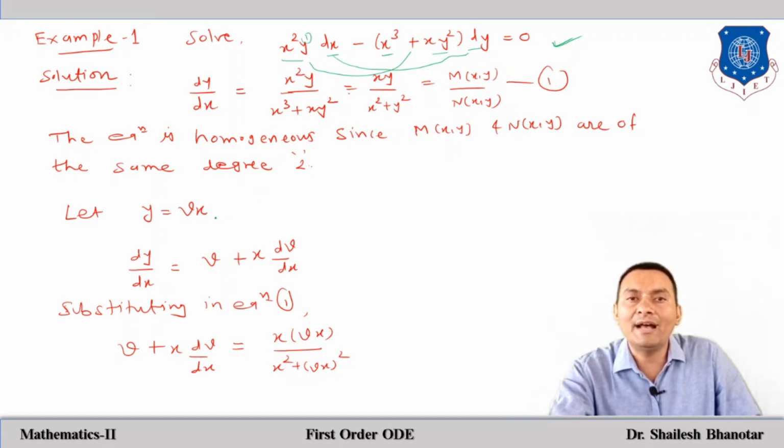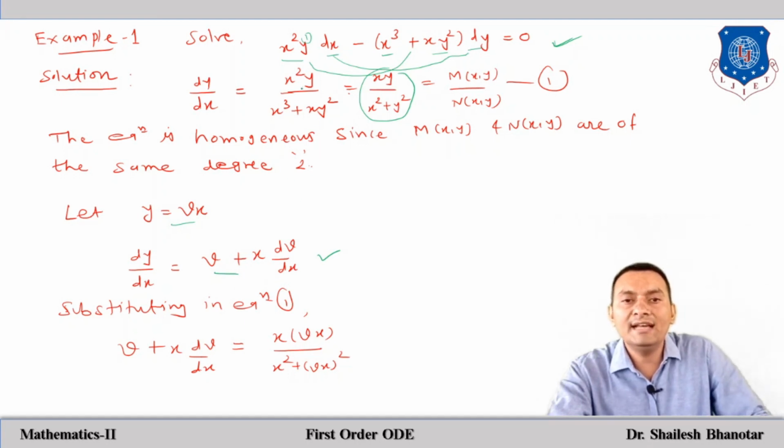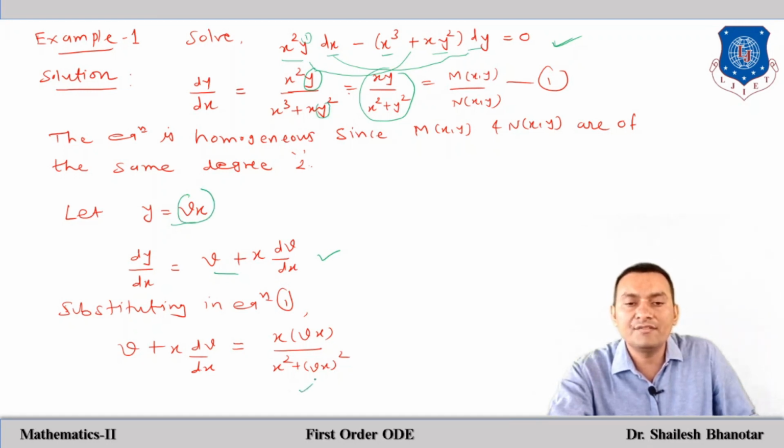So according to the method, first we will take that y is equal to v of x. Now we differentiate on both sides with respect to x. So dy by dx is equal to v plus x times dv by dx. Now substituting this value in this equation, dy by dx, that is v plus x dv by dx is equal to, x square is there, y can be written as vx, also y can be written as vx. So we will have this one.